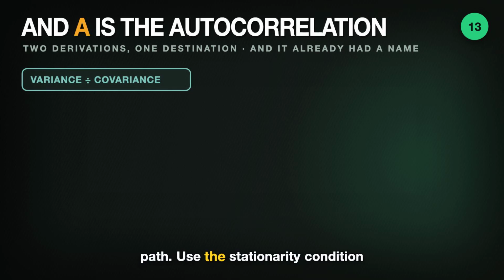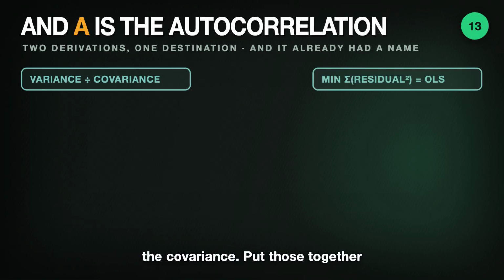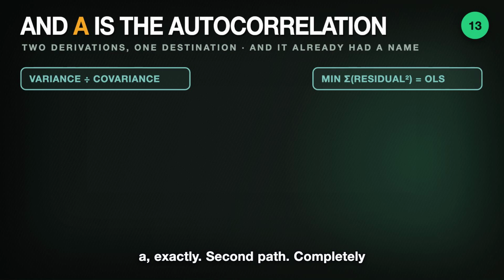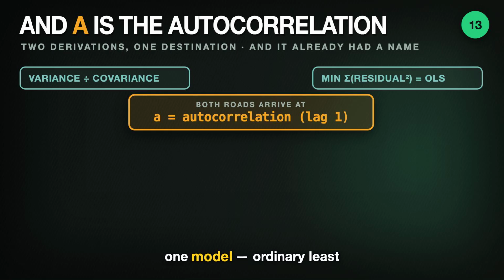First path, use the stationarity condition to compute the variance of an AR1 process, then the covariance. Put those together into the autocorrelation at lag 1, and out comes A, exactly. Second path, completely different angle. Find the A that minimizes the sum of squared residuals of the AR1 model.